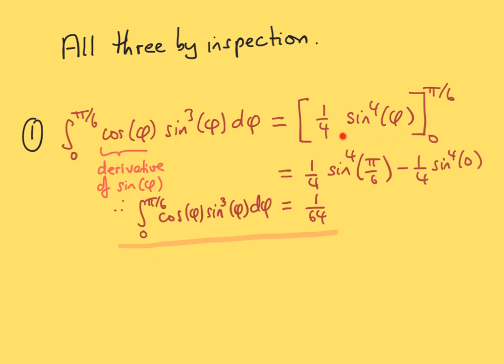So that's exactly right. You can pause, check it again in your heads. If you differentiate this, you get exactly that. This is to be evaluated between the upper limit of pi over 6 and the lower limit of 0. So we have a quarter sine to the power of 4 of pi over 6 minus a quarter sine to the power of 4 of 0. Sine of 0 vanishes, so that term is just going to vanish. There's no problem with it.